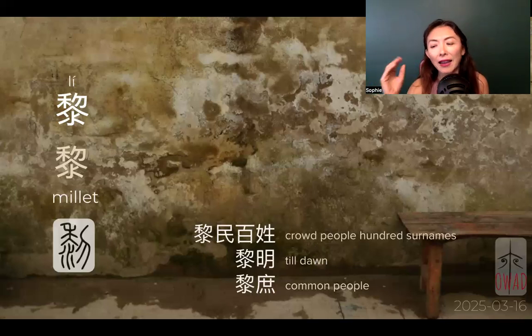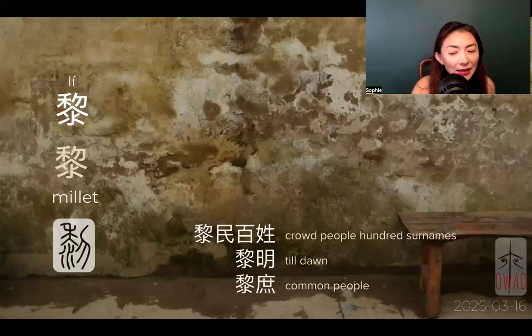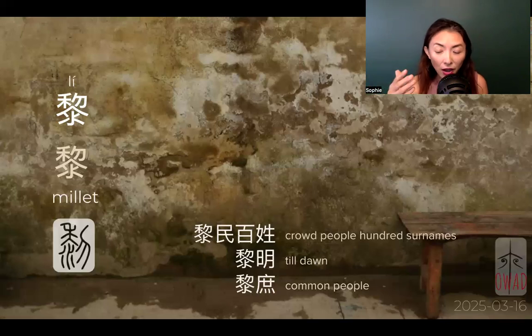So imagine generic people, and Li simply means multitudes of them. That's a densely populated people and hundreds of surnames. So Li Min Bai Xing altogether give a sense of everybody included, and it's commoners. They may come with different last names and from different walks of life. Of course, in ancient times, the majority of them were farmers. So we use Li Min simply to mean they're useful people.